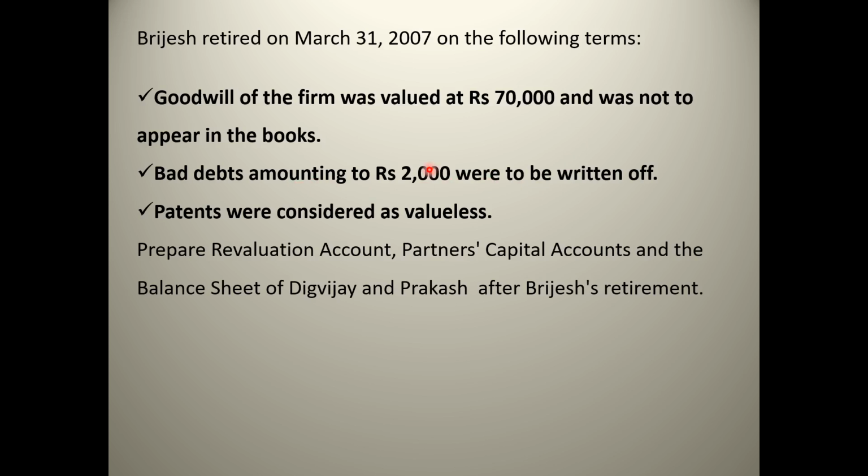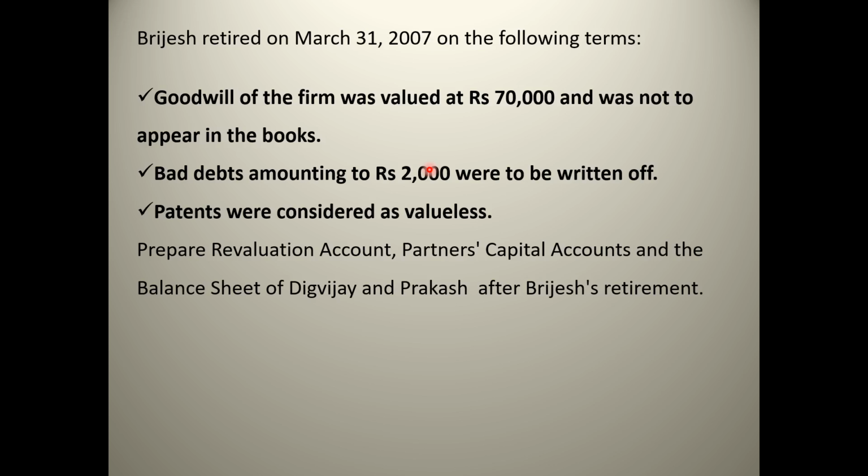Generally two entries are passed for bad debt: debit bad debt account, credit debtors, and then the closing entry, profit and loss adjustment account debit to bad debt. So ultimately, profit and loss is nothing but the revaluation account debit to bad debt. Also you can write debit to debtors. Both are correct here, because bad debt cancels.